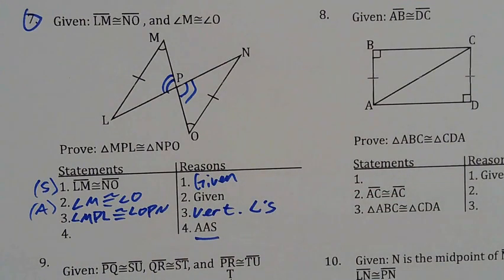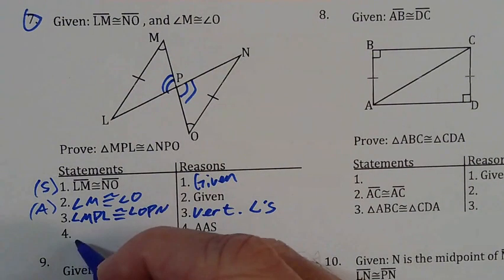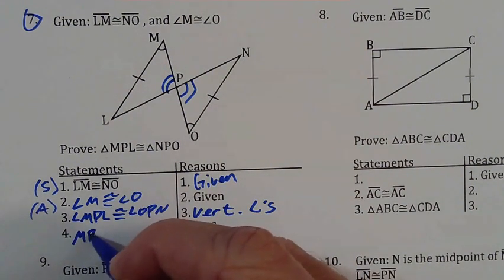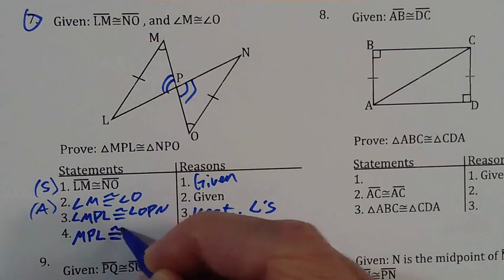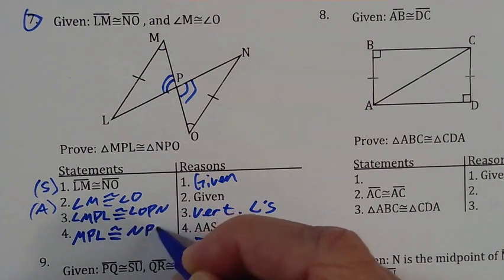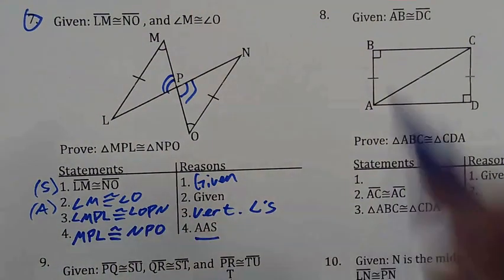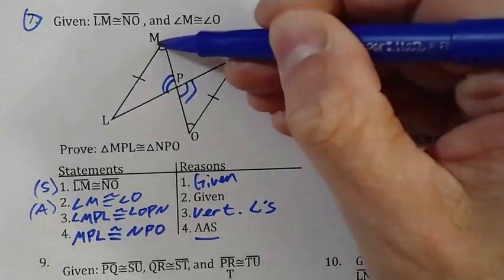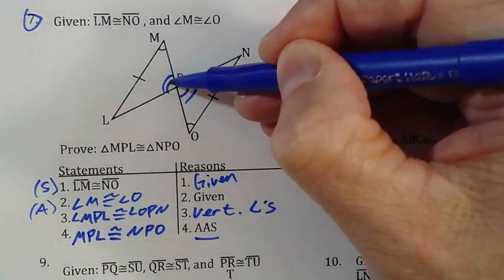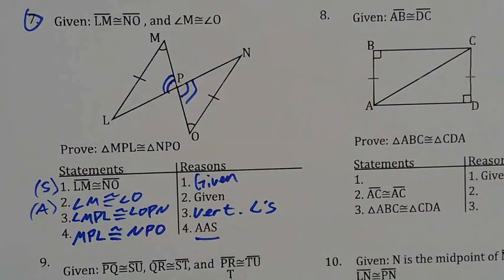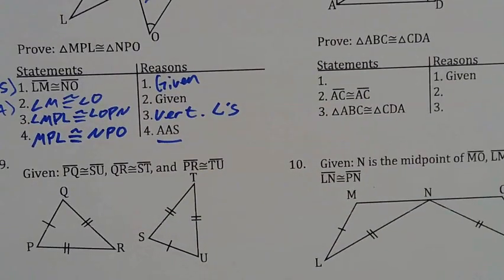The vertical angle theorem. And then finally, the last statement I make is the thing that I'm trying to prove. Triangle MPL is congruent to triangle NPO because of angle, side, side. Excuse me, angle, angle, side. I've got two sets of angles and the side that is not between those two angles. So there we go. I'll post the rest of this answer key for you guys to take a look at.